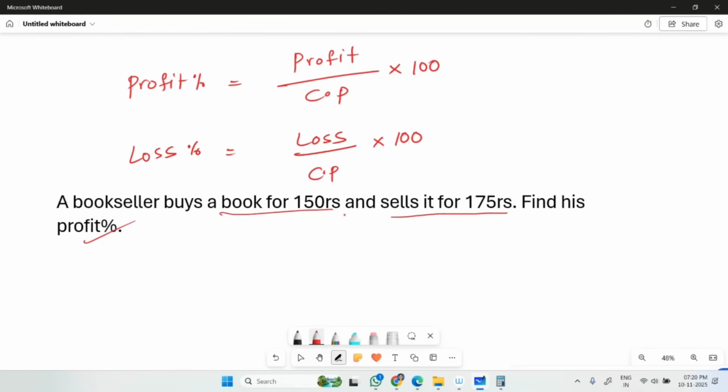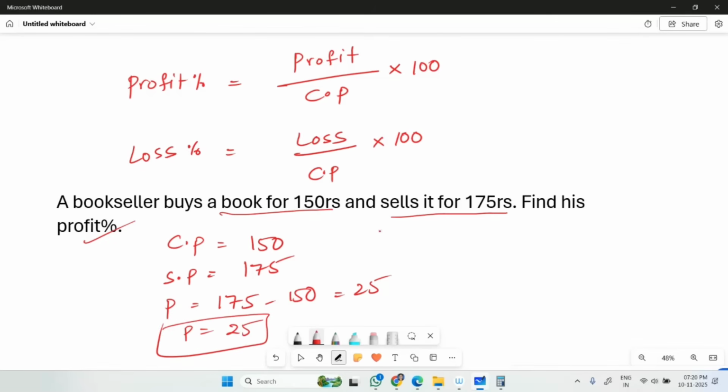Okay, so here according to this question, we can easily figure it out. He bought a book for 150 rupees. That means cost price is 150 rupees and the selling price is 175 rupees. Selling price is more than cost price. So find out the profit. Profit is 175 minus 150, which is nothing but 25 rupees. So here profit is 25 rupees. So we need profit percentage. To find out the profit percentage, we need profit. Profit is how much? 25. By cost price is how much? 150 times 100.